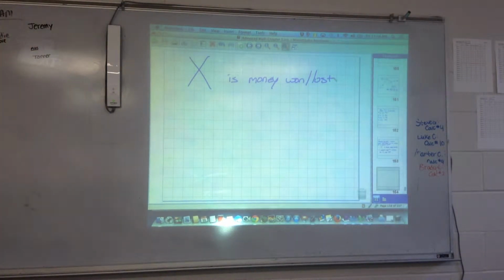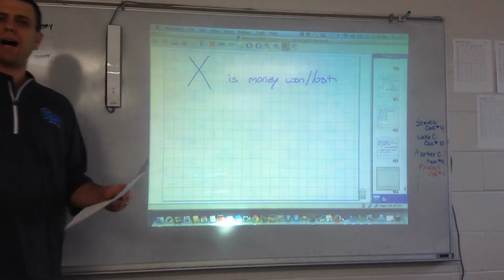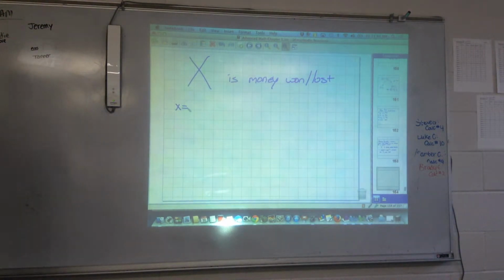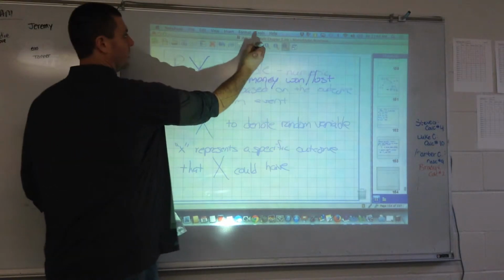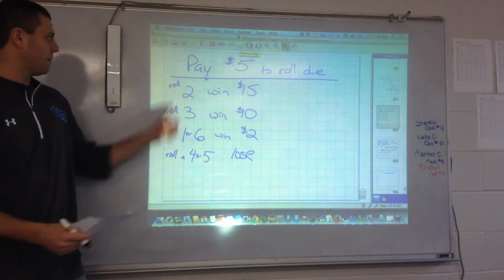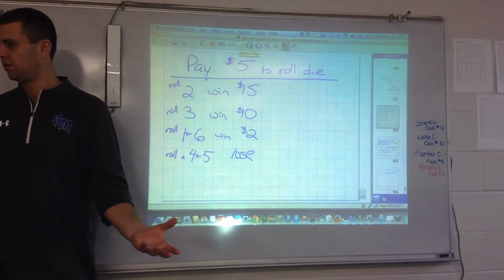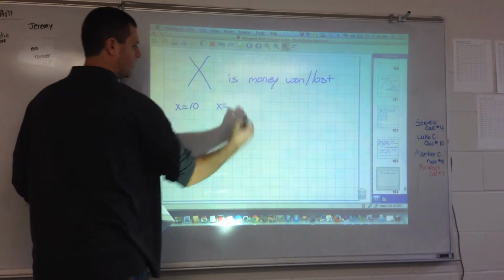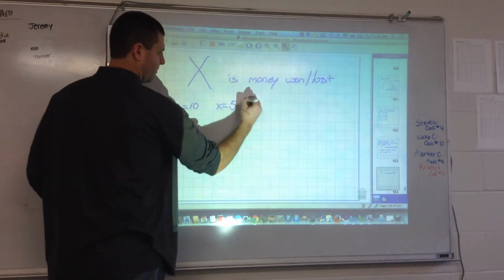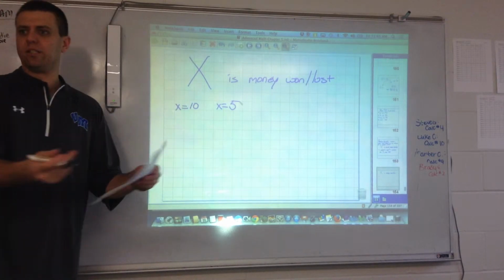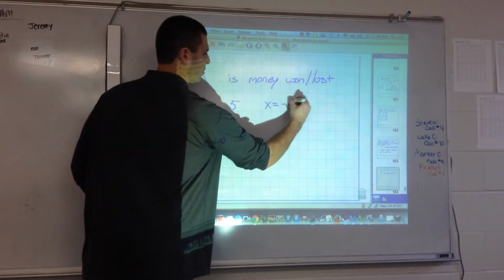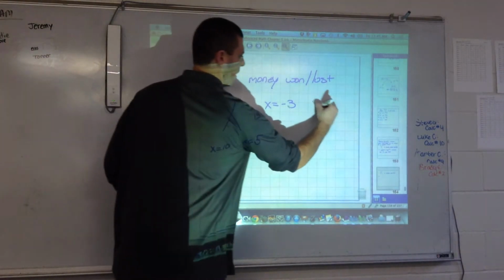Okay. Now, what were all the possible outcomes? So in other words, what could little x potentially be for you in your case? Plus 10, because if you pay $5 to play the game and you roll a 2, you've actually just gained $10, right? So Drew says we could have x is 10. What else? Plus 5. Because if you win the $10 prize, you've actually just gained $5, right? X equals -3. And x equals -5.